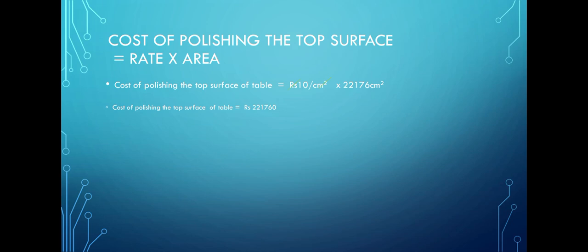22,176 centimeter square. The cost of polishing the top surface is equal to rate multiplied by area. So cost of polishing the top surface of the table is equal to rupees 10 per centimeter square multiplied by 22176 centimeter square. You have to write the answer in rupees, so the cost is going to be rupees 221760.